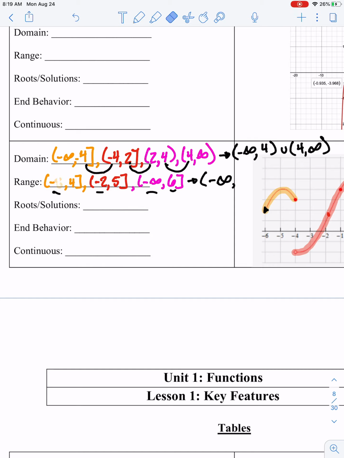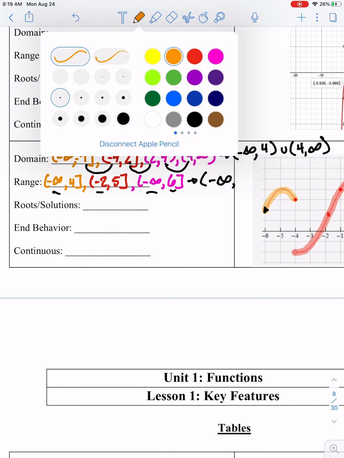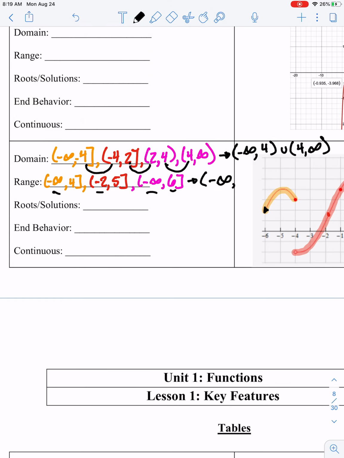I messed up on this range. For the orange, it should have been negative infinity. So guys, I make mistakes as well. It's okay. So negative infinity is the smallest, and then 6 is my biggest. And it can be contained.